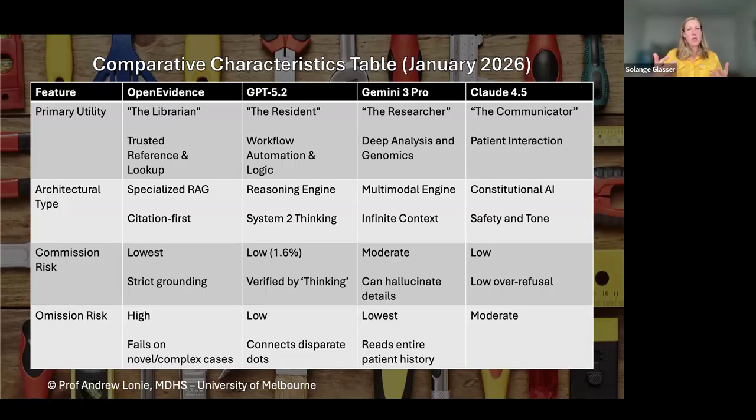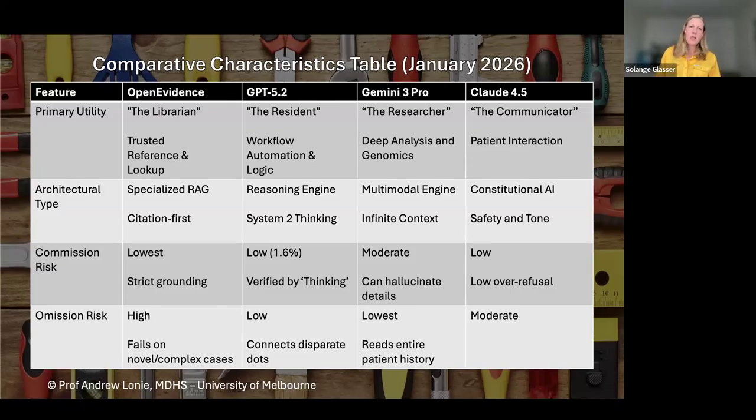And then omission risk, you can see it's actually a bit of a flip. So with open evidence or these other RAG systems, the omission risk isn't very high. It basically fails anything that requires some sort of novel or complex working. GPT-5, it's low. Gemini 3, however, is the lowest.